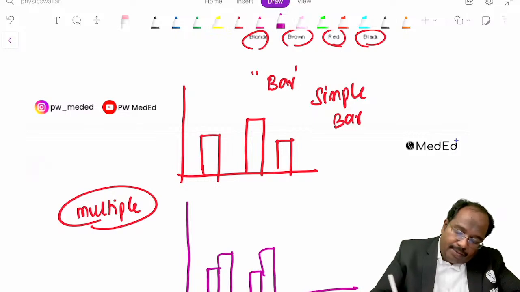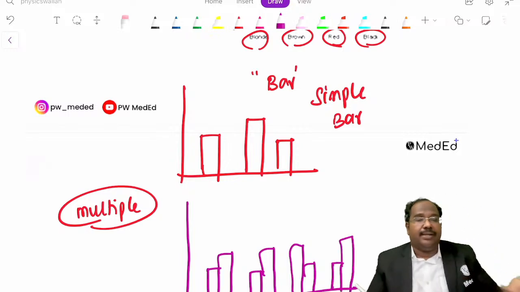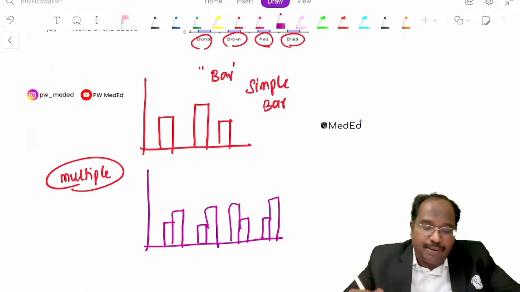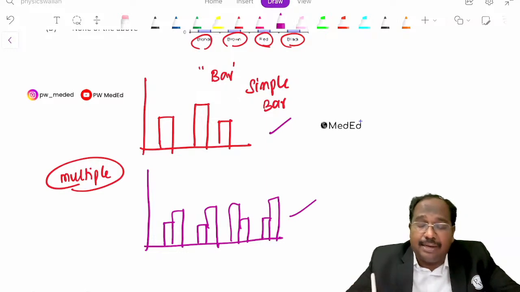So 2 or more variables will be there together. 2 or more variables are compared side by side. This is a multiple bar chart. The first one is a simple bar chart. This is simple, this is multiple.